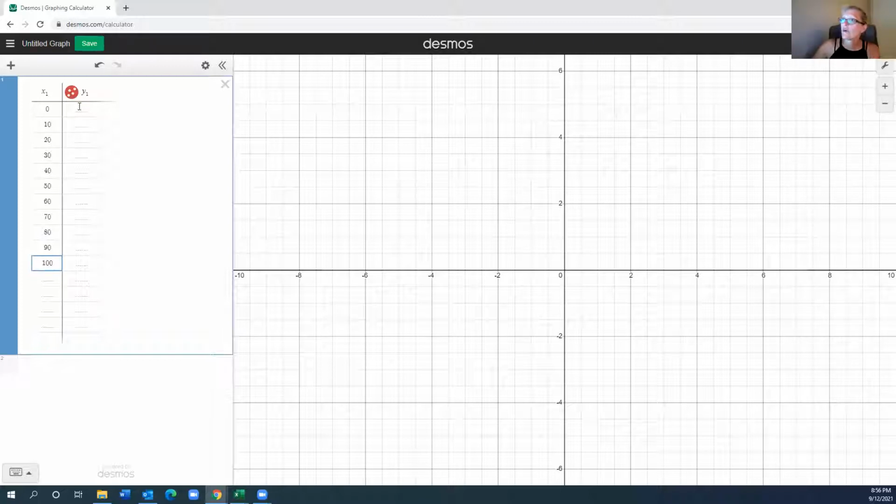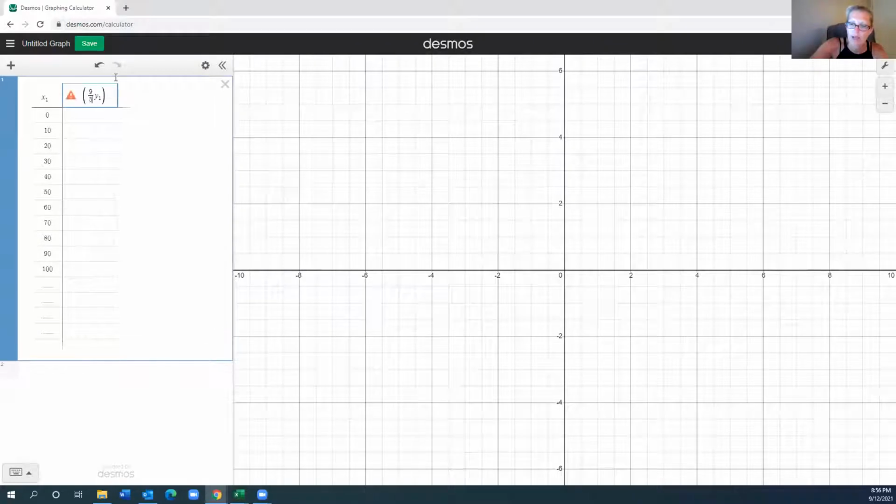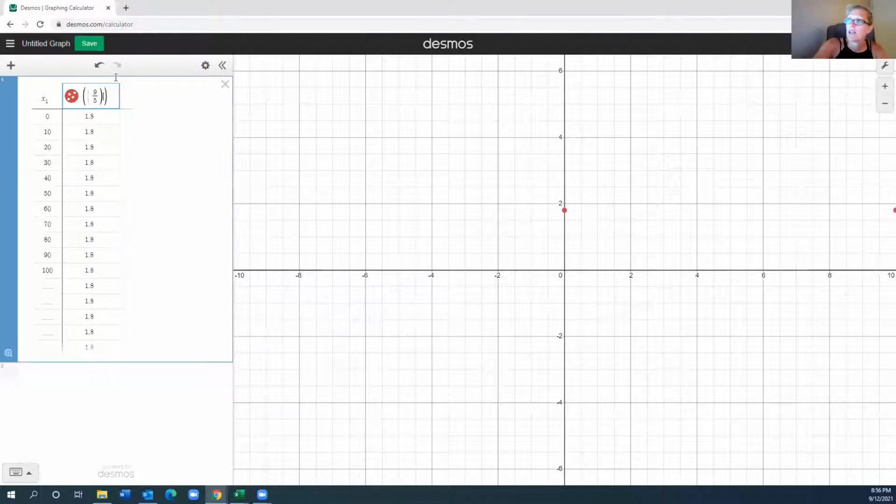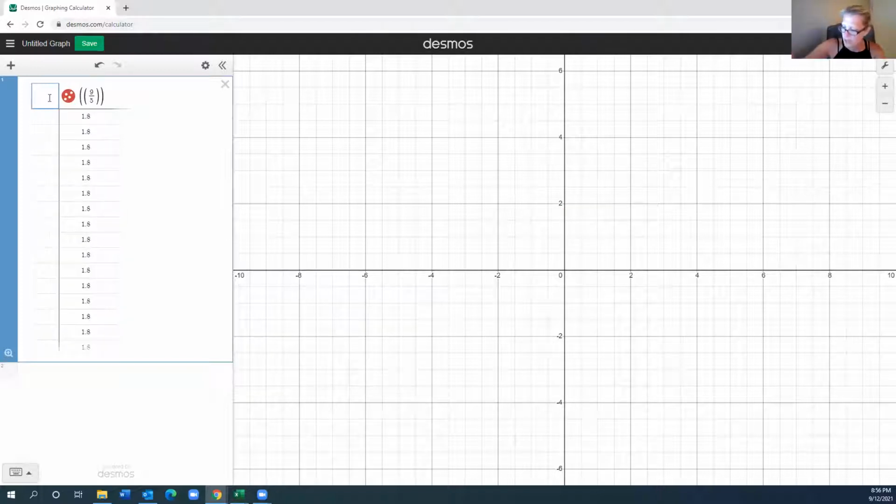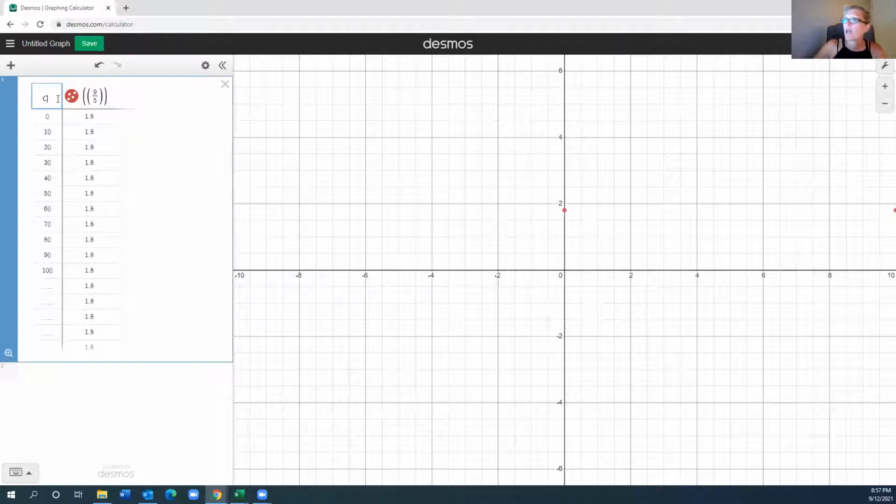Okay, so then over here where it says Y1, we can actually give it the formula so it knows what to do. So we're going to put in parentheses 9/5, parentheses, and then we're going to tell it X1 because that's what we called it over here. And we could actually rename X1 to be C. And then over here, we can say C. So it knows that it's going to take the C value and multiply by 9/5. And then we're going to add 32 and hit enter.